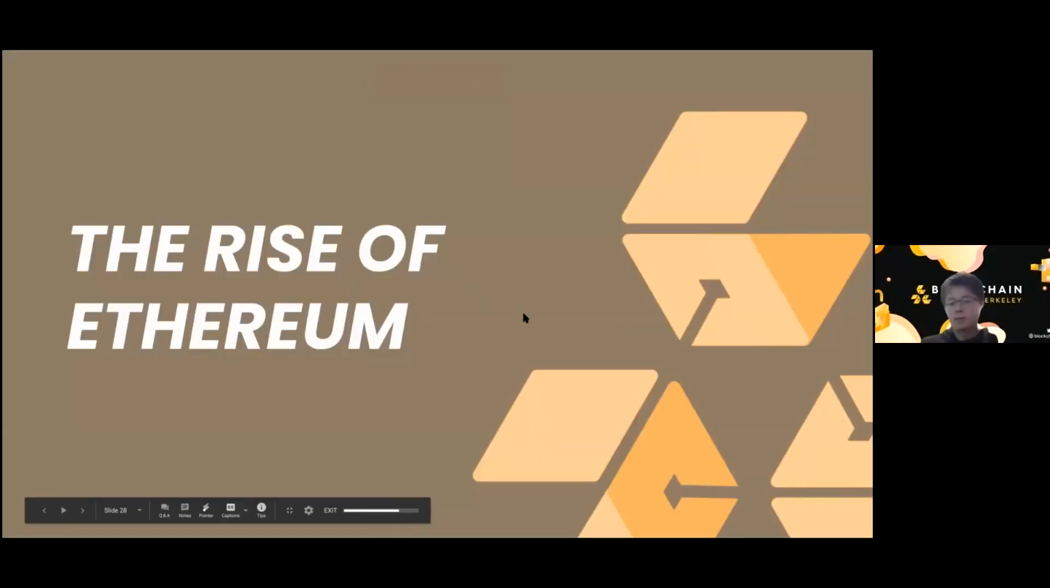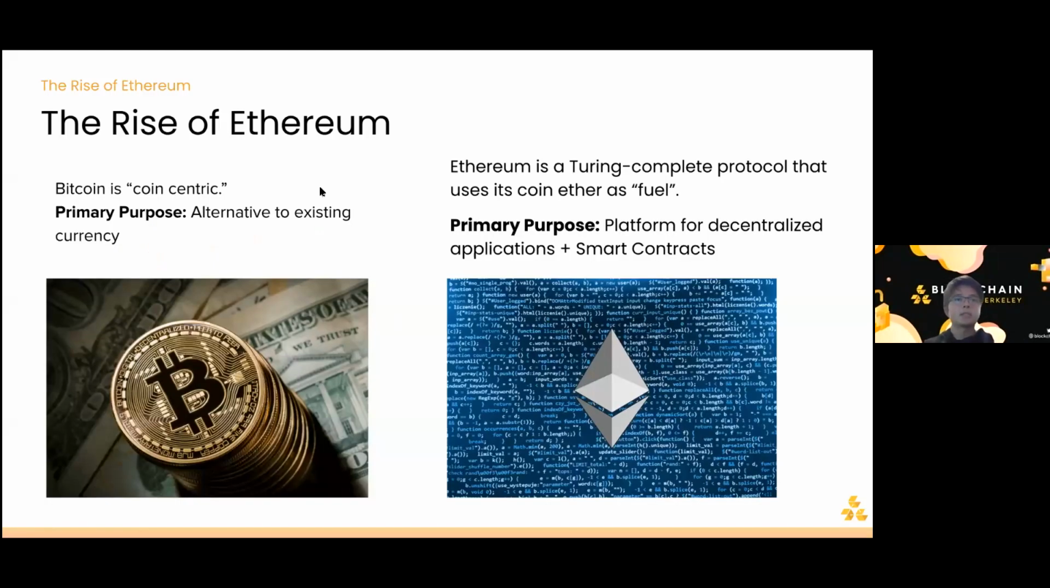Okay, so now we talked about Bitcoin. Now we're going to start talking about Ethereum. And what's Ethereum? Basically, Bitcoin is coin-centric, right? The primary purpose is to have an alternative to existing currency. Whereas Ethereum is a Turing-complete protocol, so it has its own language that you can use to program and make anything, which is why being Turing-complete is really important, since that allows it to make while loops and so forth. And it uses a coin, Ether, as its fuel. The primary purpose of Ethereum is a platform for decentralized applications and smart contracts.